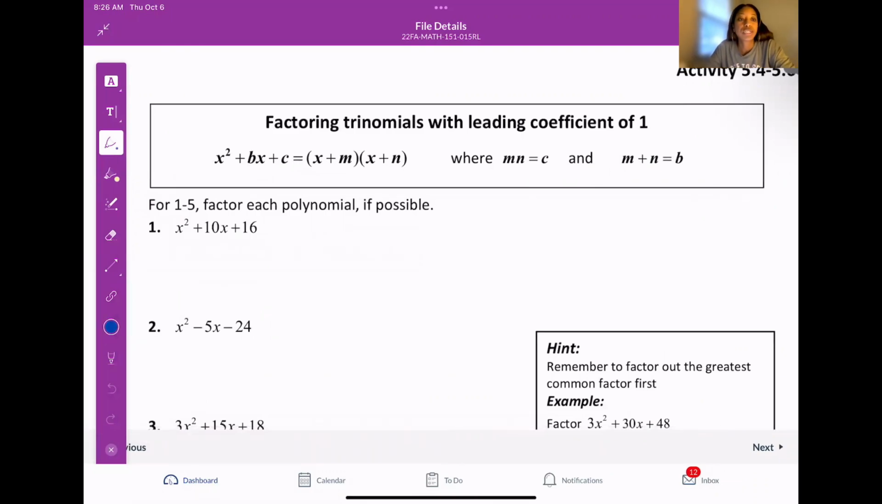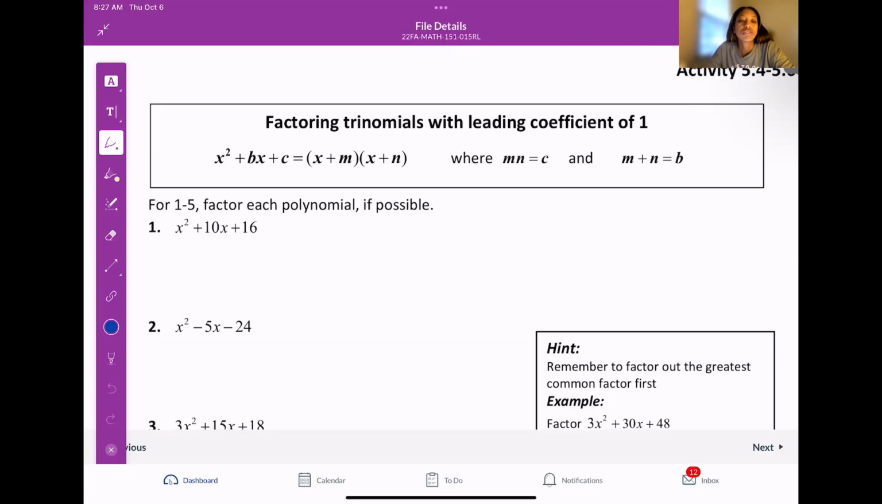That means that we have 3 terms. Usually it's a quadratic term, so x squared is the highest power of x. So factoring trinomials with a leading coefficient of 1. Okay, that means if we have x squared plus bx plus c, these types of problems always factor to the product of 2 binomials. You're going to get x plus m times x plus n.